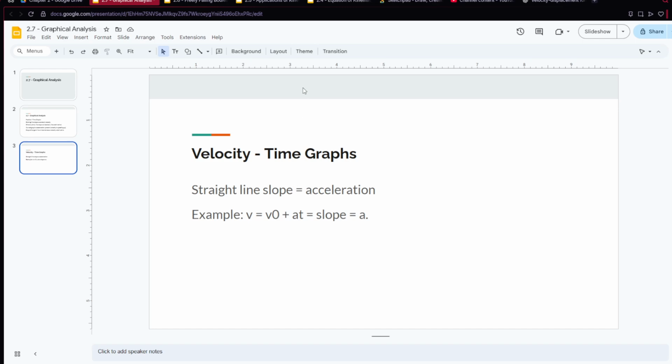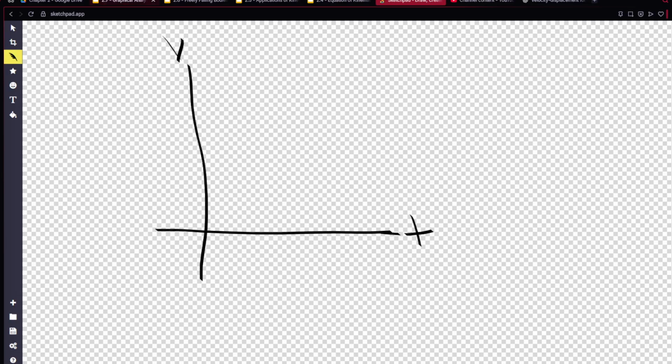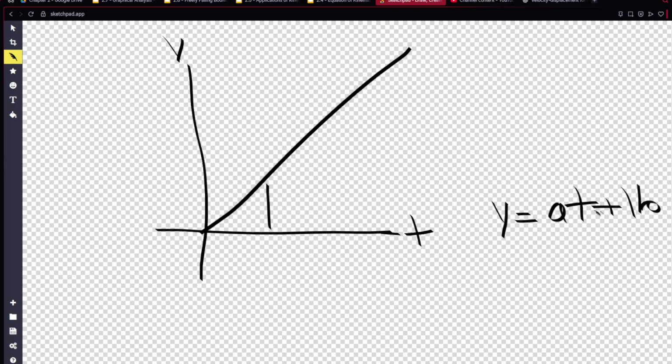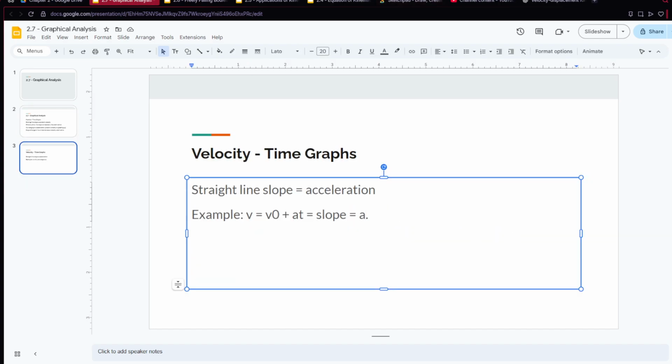Velocity-time graphs, straight line slope equals acceleration. So this is the same thing, except it's basically the derivative of a position-time graph. But instead we'll use velocity versus time. So if we're using a straight line slope, same concept here. Our velocity is changing at a constant rate, which would be the acceleration formula, which is at plus vo. Again, simple logic here. Delta y and delta x remain the same for this entire graph here. So slope equals a. So yeah, that's it.